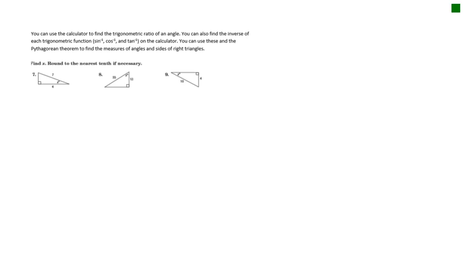Okay, and finally, we can use the calculator to find the trigonometric ratio of an angle. So we can find the angle now. So now we're going to use the inverse sine, inverse cosine, and inverse tan. That's what these are: inverse sine, inverse cosine, inverse tan. The way you get that in the calculator is you hit second sine, second cosine, or second tangent. Did I say cosine twice? I think I did. Whatever. You understand what I'm saying.